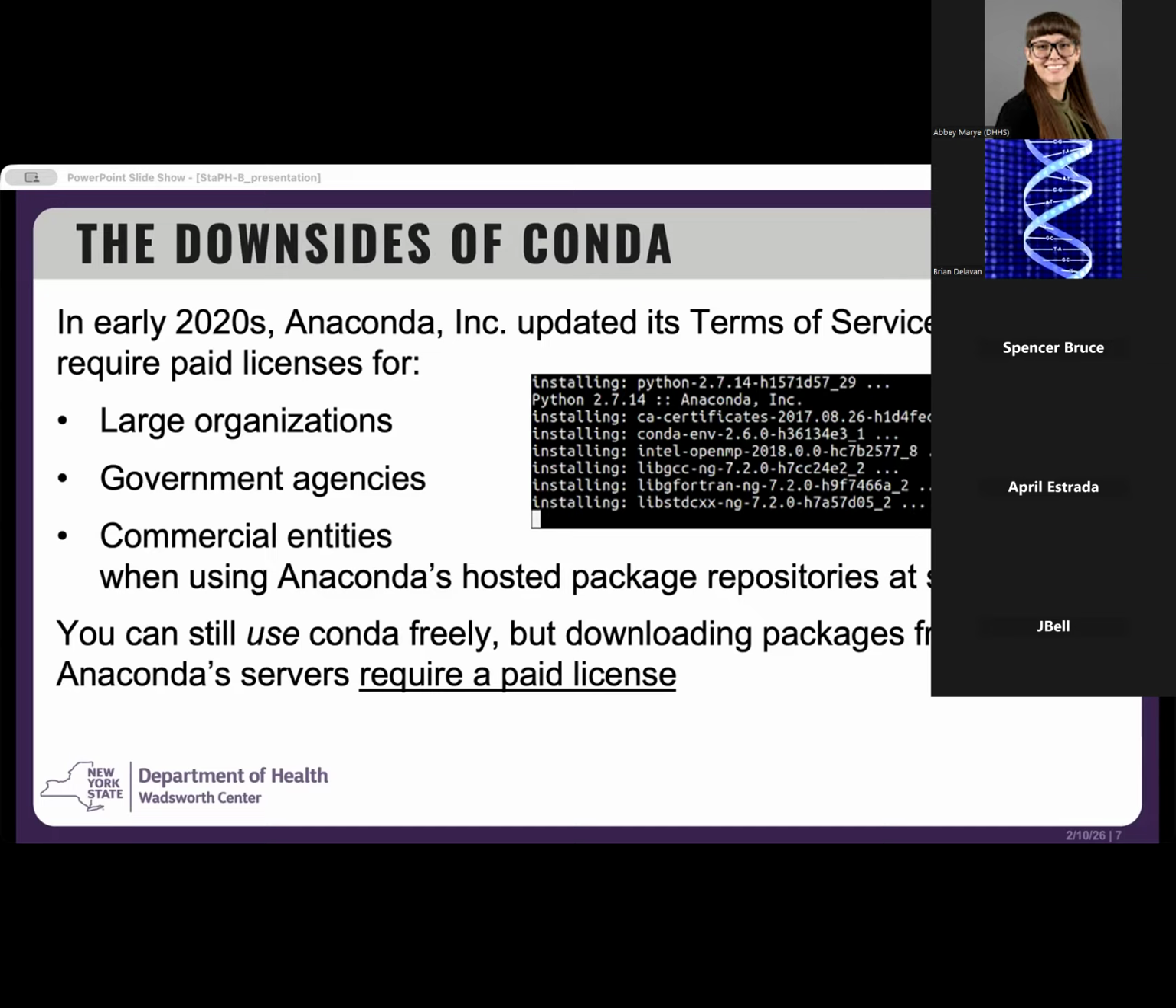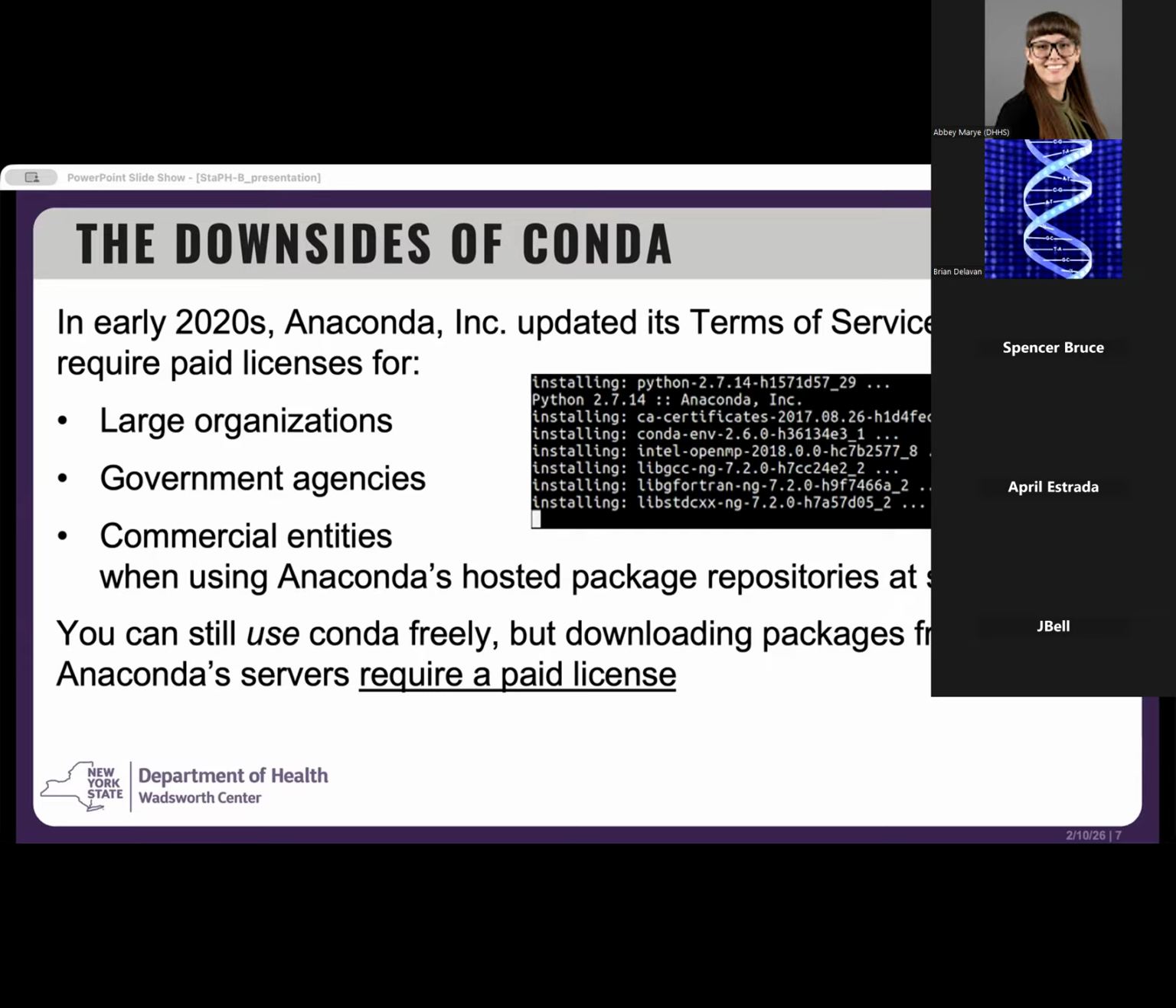In the early 2020s, in the last 3 or 4 years or so, Anaconda Inc., the company that maintains the Anaconda distribution, updated its terms of service. Under these updated terms, certain types of organizations, including large organizations, commercial entities, and government agencies, require a paid license when using Anaconda's hosted package repositories at scale. This is obviously especially relevant for public sector organizations like state health labs.